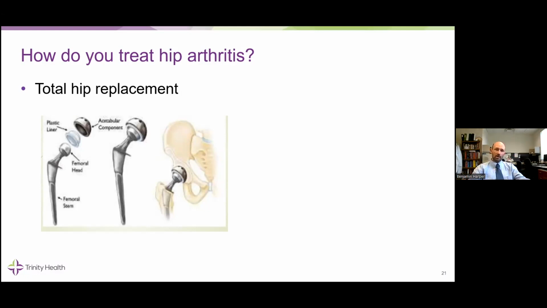The cup we call up here goes into the pelvis. And then there is, again, a modular plastic piece. In a hip or knee replacement, there is a plastic piece called polyethylene, and that is designed to wear with time, generally 15 to 20 years or so.